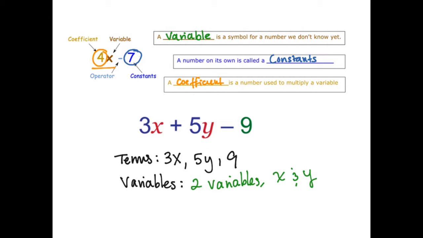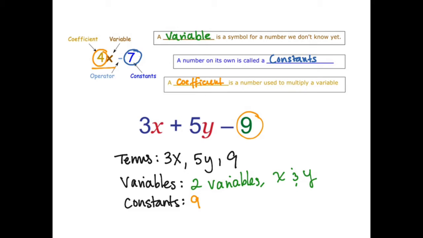Now, how many constants do we have here? Or which is the constant in this expression? Well, the only constant that we actually have here is the number 9. It's the only number that doesn't have a variable and is not being multiplied by a letter. It's not being multiplied by another variable.